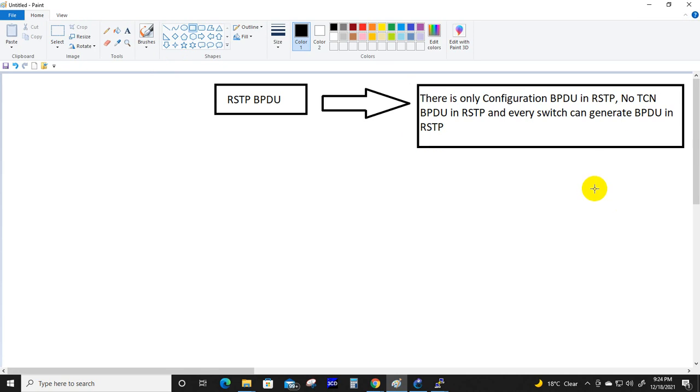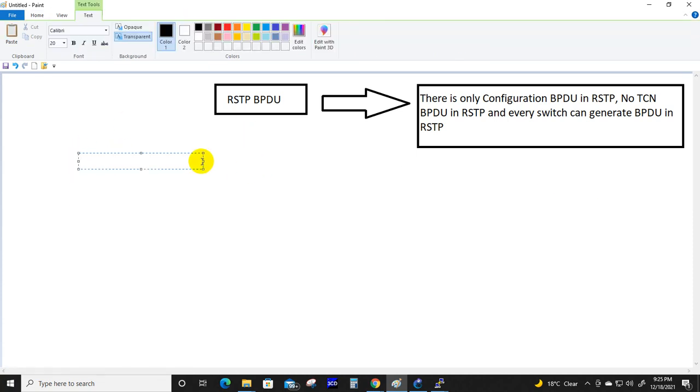We know in STP only the root switch can generate and forward BPDU. Only the root switch is able to generate BPDU, and the rest of the switches can forward this BPDU to other switches. But in RSTP, it can be generated by any switch in the topology. So, let's discuss the fields in RSTP BPDU.